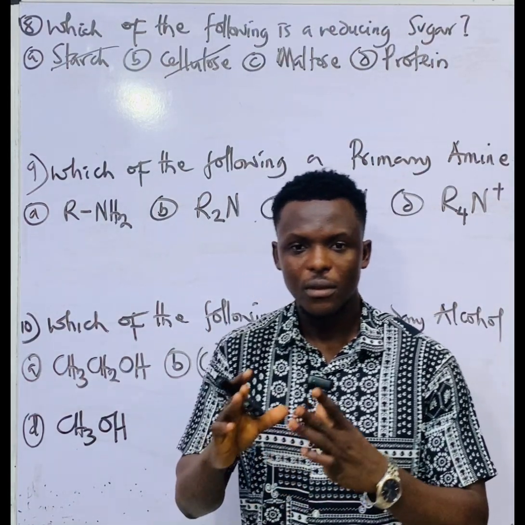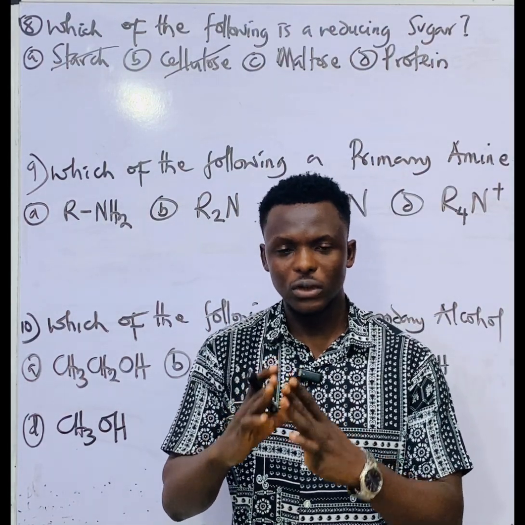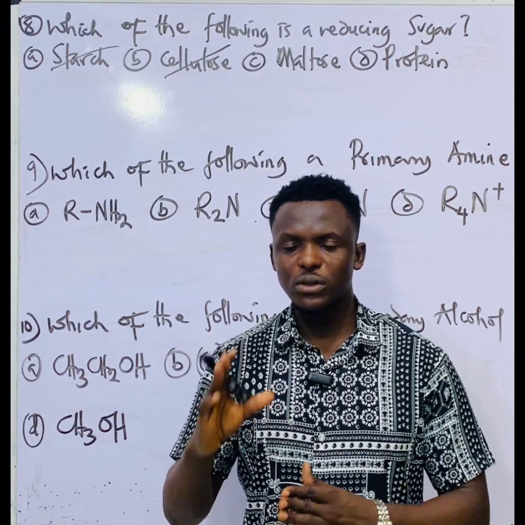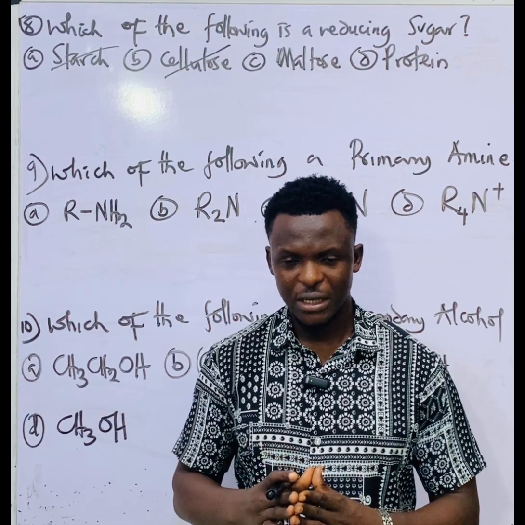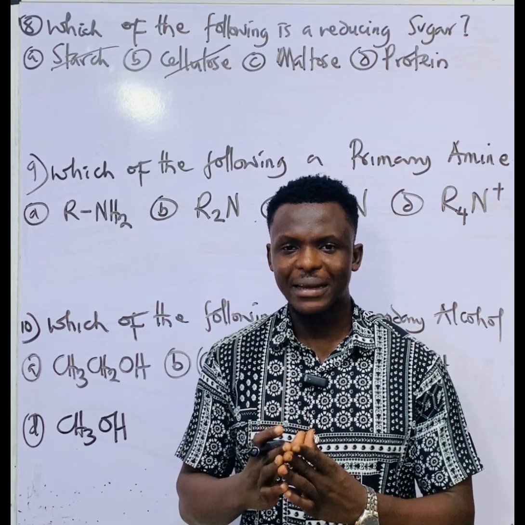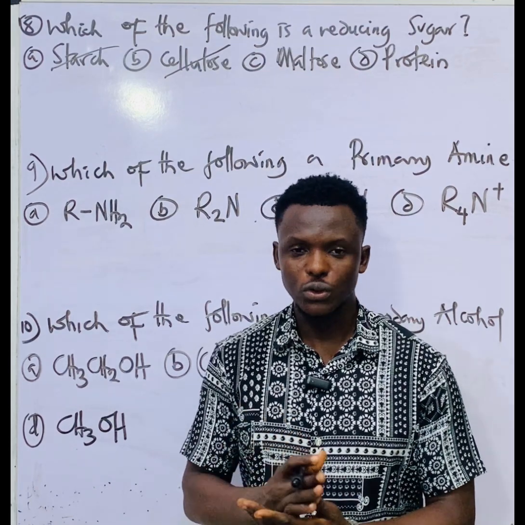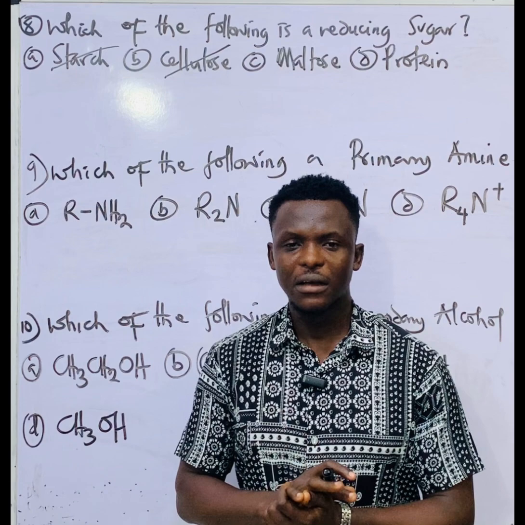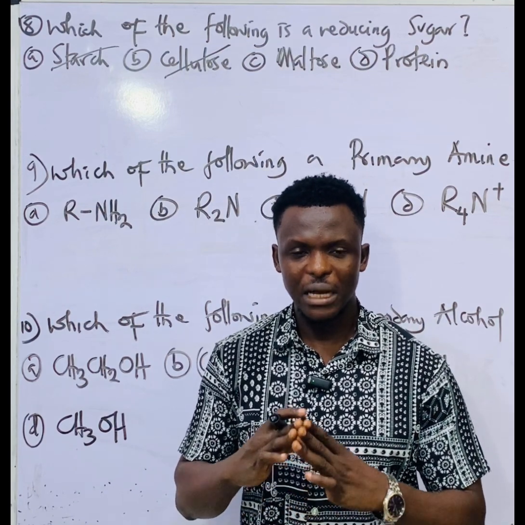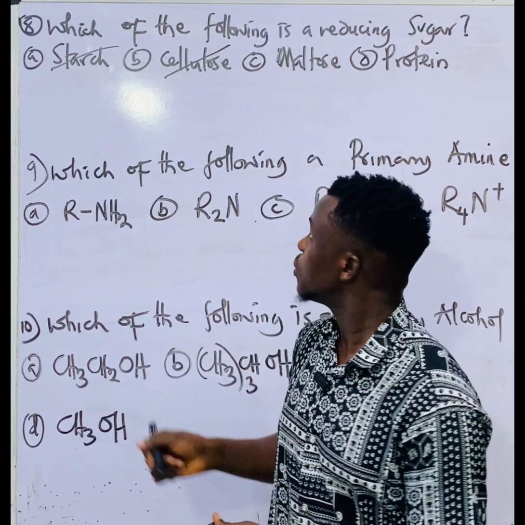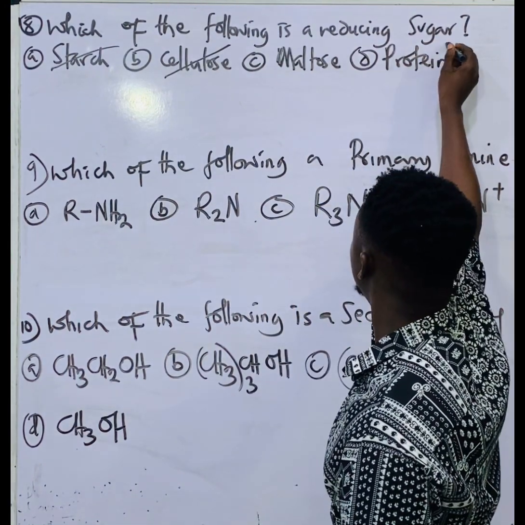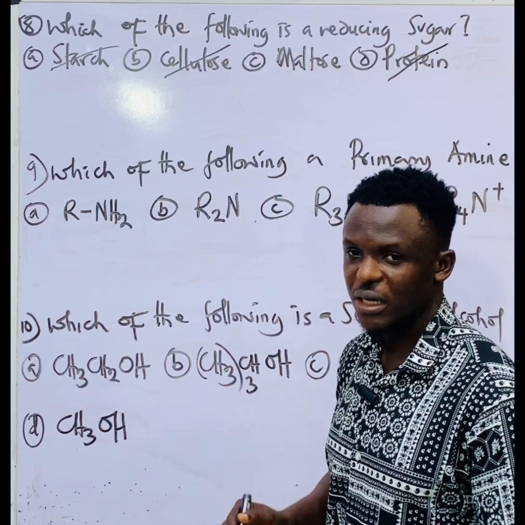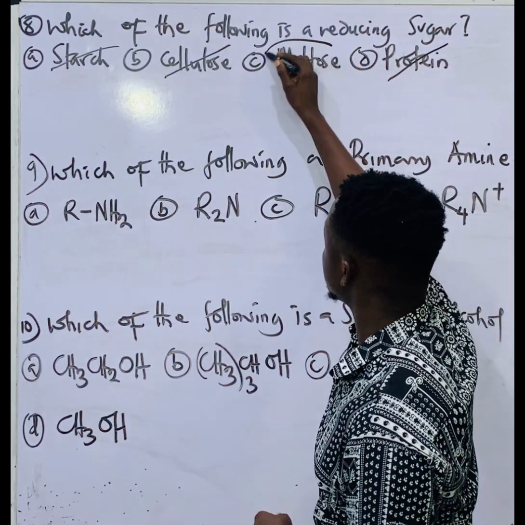Now, not just all monosaccharides are reducing sugars, right? Most disaccharides are also reducing sugars. The disaccharide that is not a reducing sugar is sucrose, right? Apart from sucrose, every other disaccharide at this level, they are all reducing sugars. So the answer to this question is not protein because protein is not a sugar, right? Protein is not a sugar. So the answer to that question is maltose.